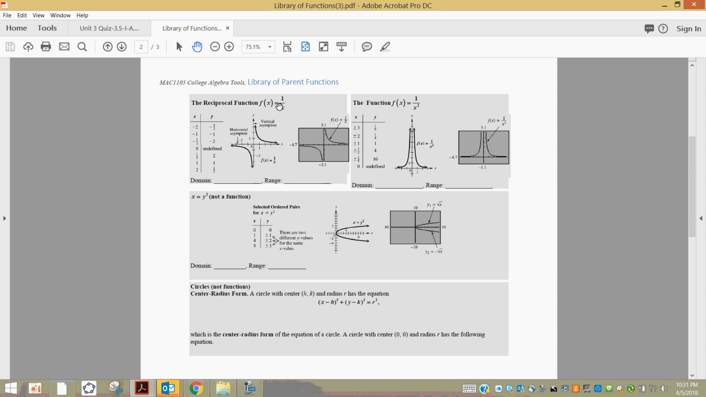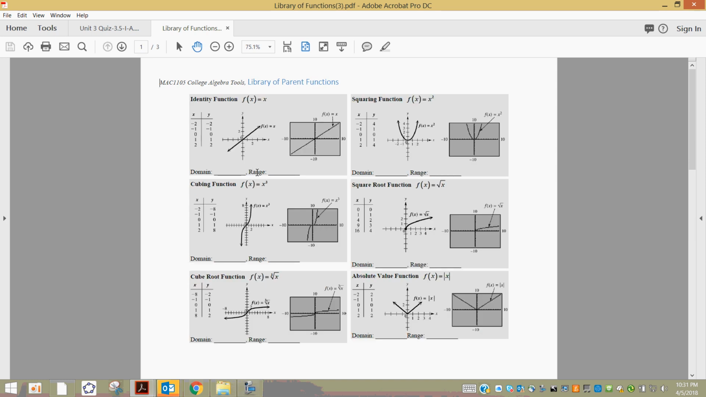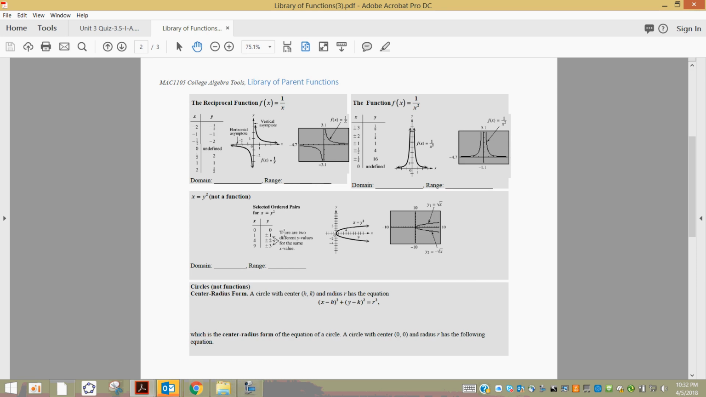And the same transformations that we learned about for the other parent functions, such as shifting left and right, moving up and down, reflecting across either axis, rotating about the origin, stretching vertically, horizontally, compression, all those things can be done with these as well. But we're going to first start talking about a new concept called an asymptote.